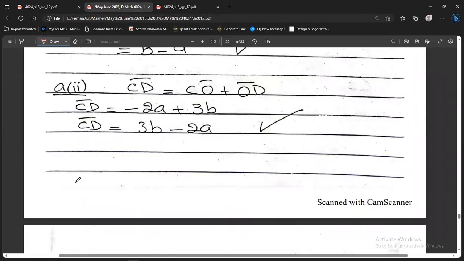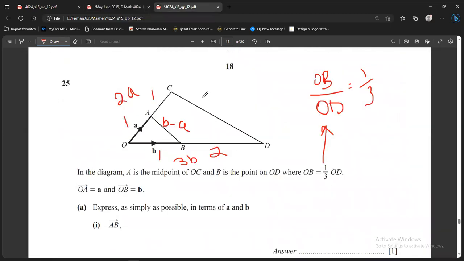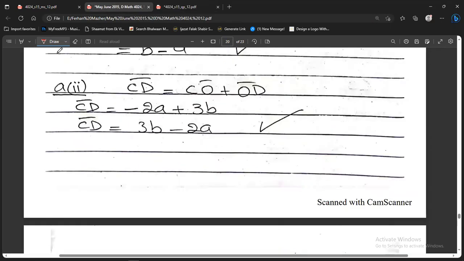So if you want to find out the CD, you will go from C to O, and from there you will go O to D. CO is minus 2A and the OD is 3B. So you will have 3B minus 2A. So this is basically 3B minus 2A. That is CD. Yeah.